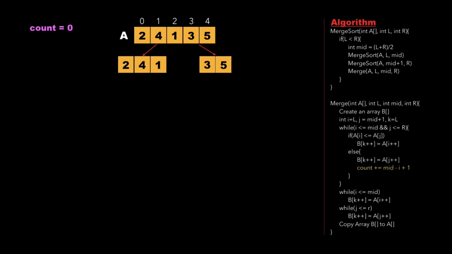So now let's consider the first subarray 2, 4, 1. So the values of L and R will be 0 and 2. Again we calculate the value of mid as 1 and again we partition this particular subarray into two more subarrays, namely 2, 4 and 1. So now let's consider the left subarray which is 2, 4, and again the values of L and R will be 0 and 1. The value of mid will be 0 and let's divide the array 2, 4 into 2 and 4.